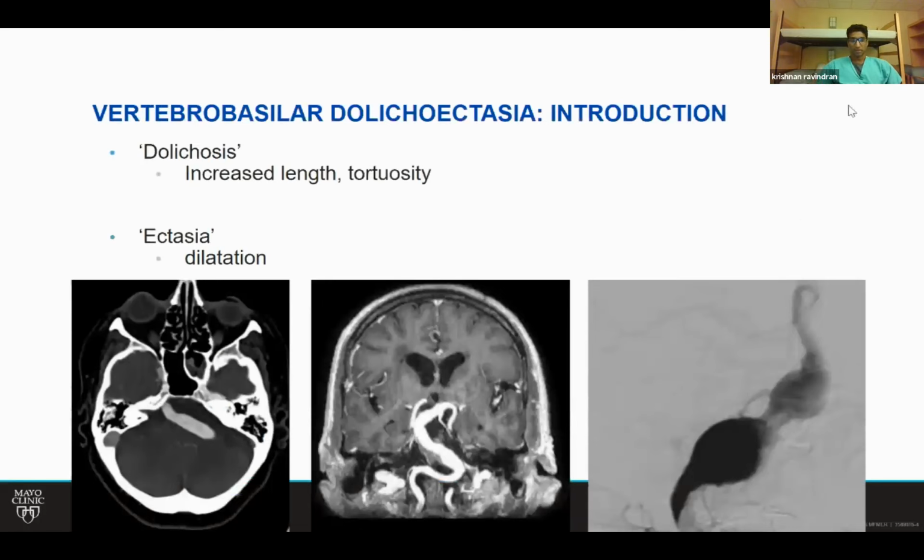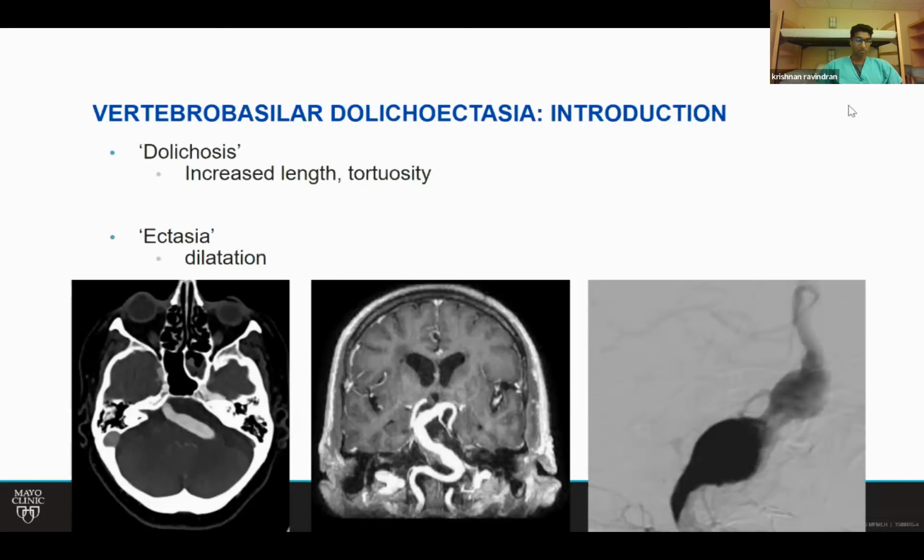So dolichoectasia refers to two Greek phrases. The first one is dolichosis, which refers to an increase in both vessel length and tortuosity, and ectasia, which is, of course, dilatation, pathologic enlargement of a vessel. And as you can see here on the images below, there is a marked difference in caliber in both of these parameters between normal and abnormal vessels.